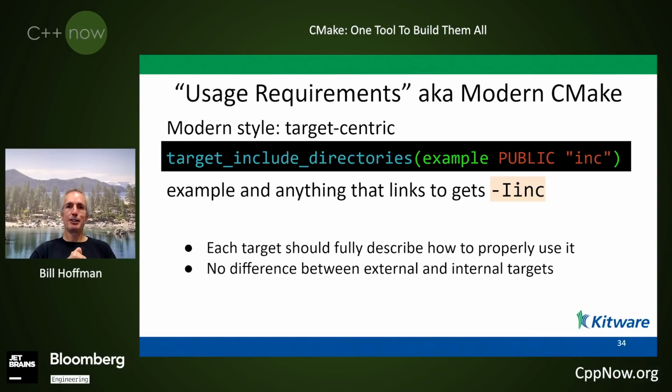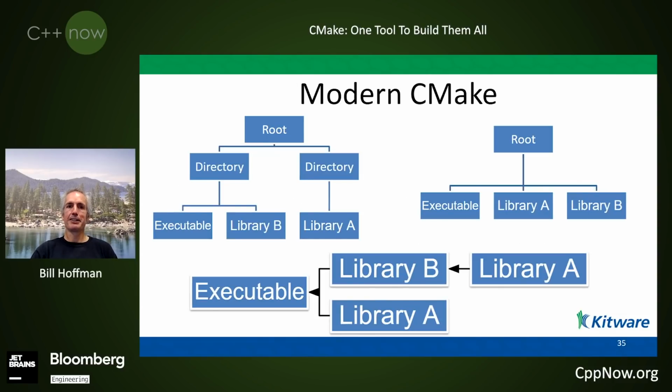Modern CMake is built around this idea of usage requirements, where you are target-centric. The target is almost like an object in C++. So I can say target include directories, for example, and then every target should be fully described in how to properly use it. There should be no difference between external and internal targets. In modern CMake, the directory structure and where your executables and libraries happen to be don't really matter. What matters is the diagram: the executable depends on library A and library B, and library B depends on library A. Describing that diagram is really what has to happen inside the CMake language.